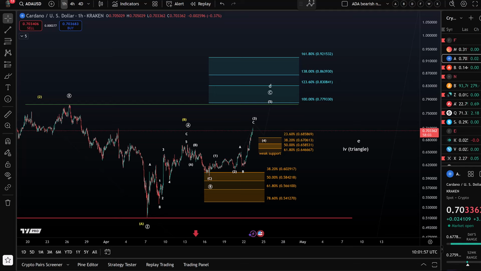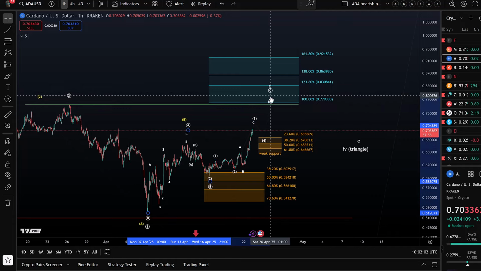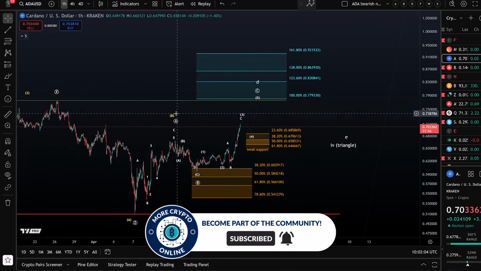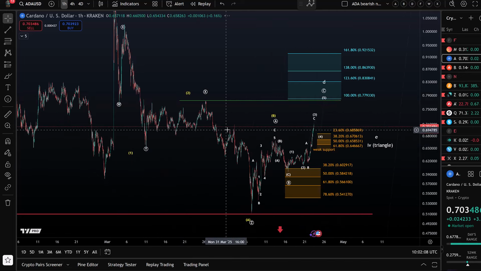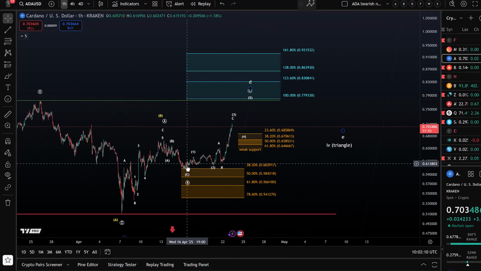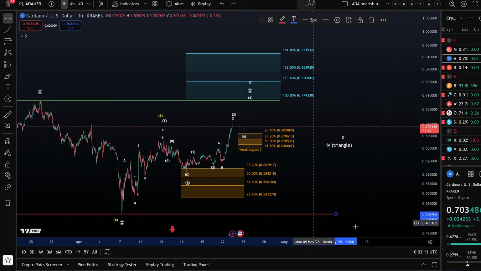On the ADA chart, we are still tracking this C wave to the upside, like circle wave C. I'm not going to talk about the bigger picture in this video. I mean, this is a bullish count, right? What else can I say? It's been bullish, as I said, as long as we're holding 51 cents.